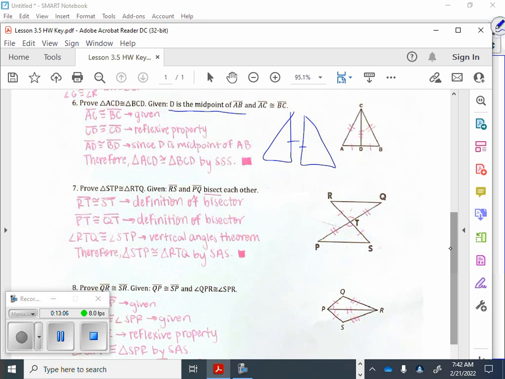Are there any questions on number 6? If you know there's a midpoint involved, you know that this segment is getting cut in half, which means the two halves have to be congruent to each other.